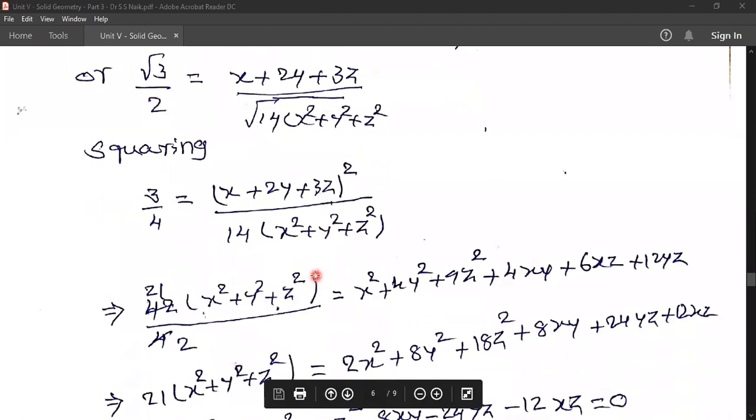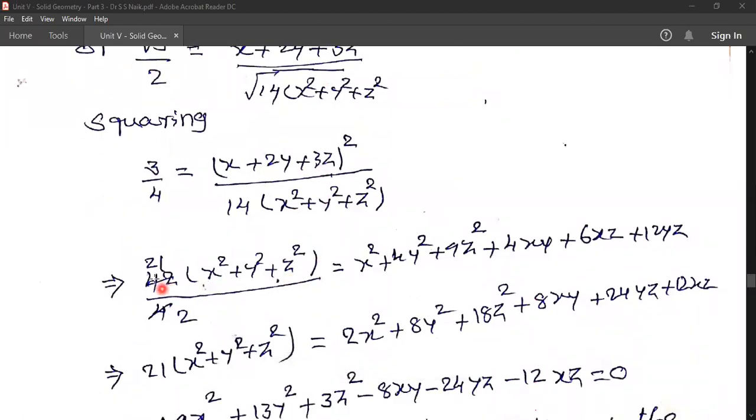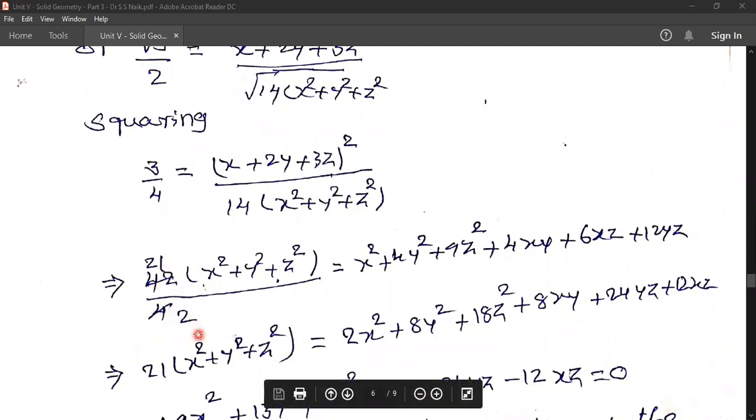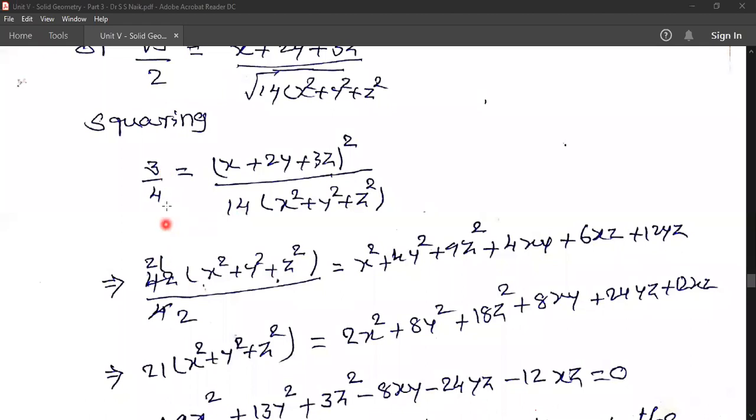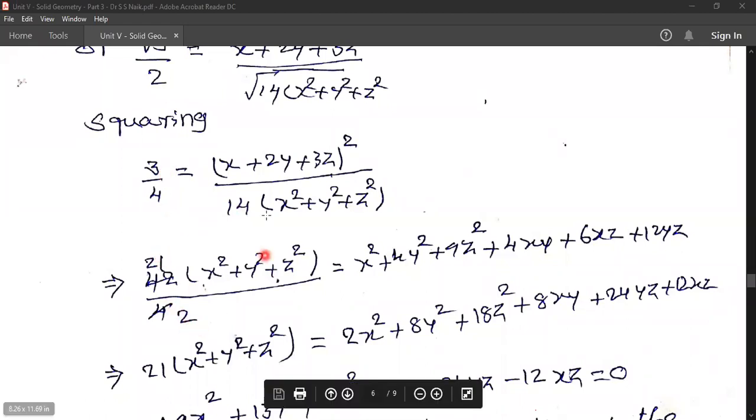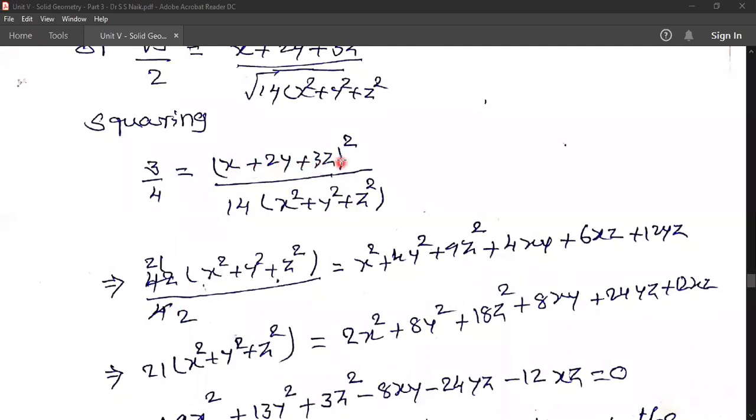Then you'll have to just go on simplifying. Then you get 42 upon 4, that is equal to 21 upon 2, and then you have x square plus y square plus z square. That is 14 into 3 is equal to 42, and 42 upon 4 is equal to 21 upon 2. Then this formula you'll have to remember: a plus b plus c whole square is equal to a square plus b square plus c square plus twice ab plus twice bc plus twice ca.